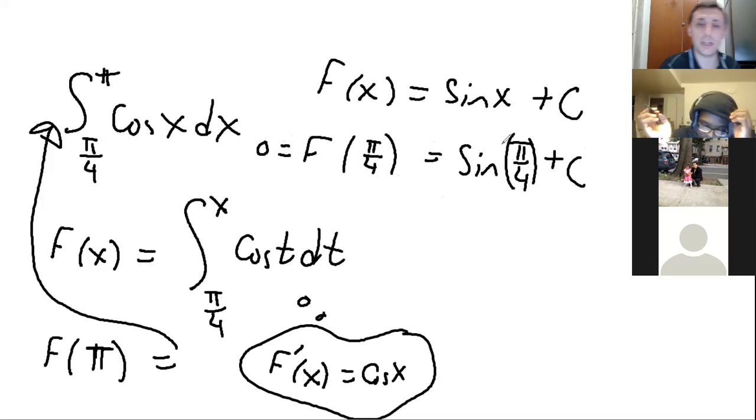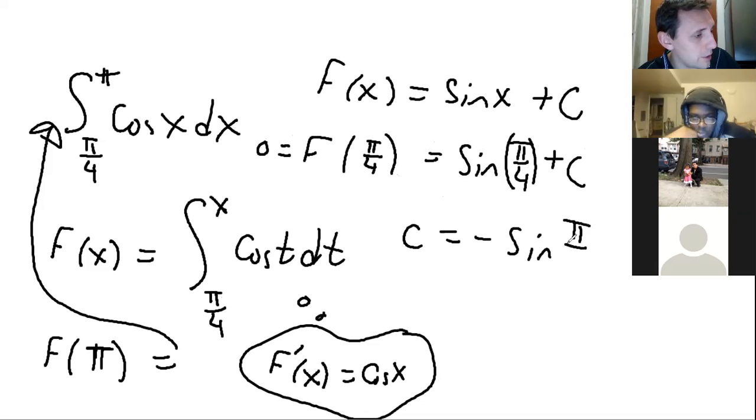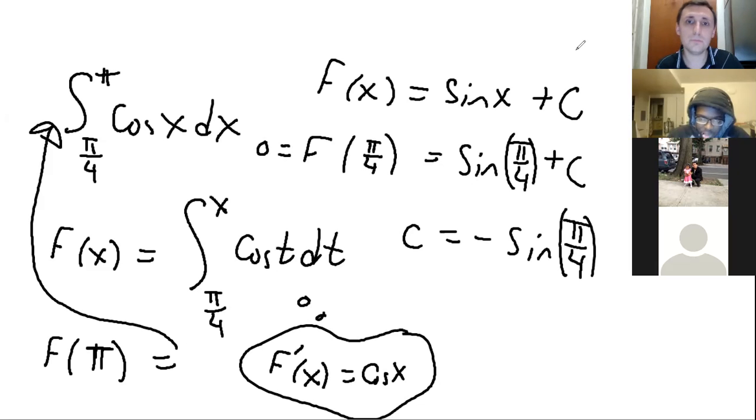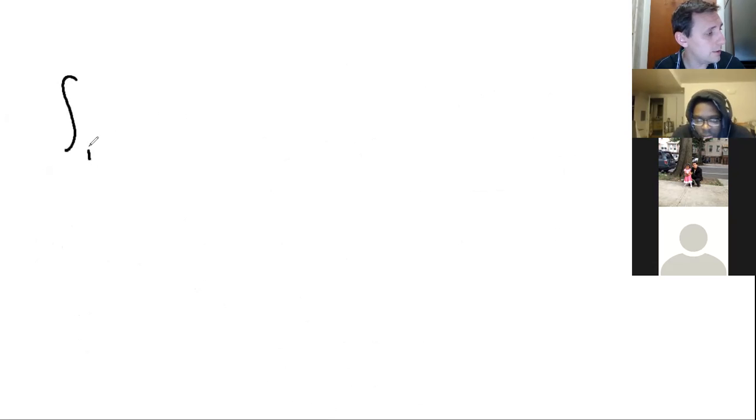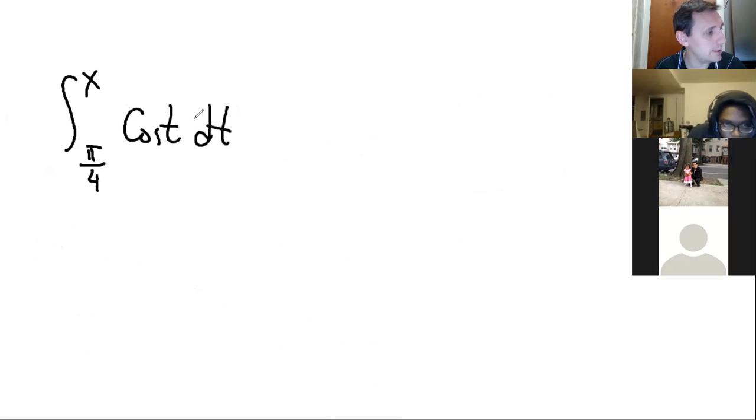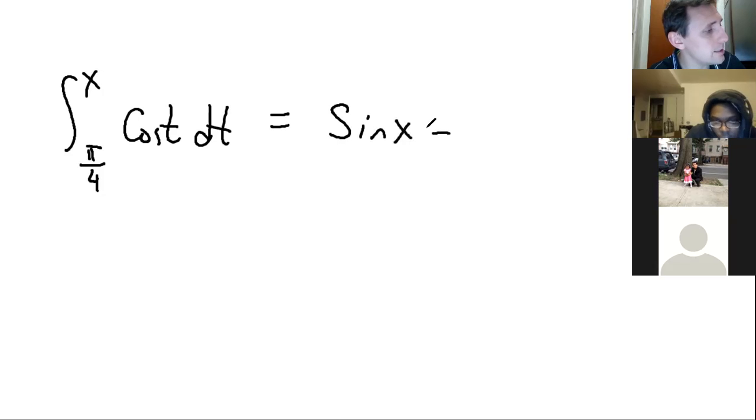I want to show you the pattern, okay? So what do I get? I see that c is equal to minus sine of pi over 4. Just solve this equation. Yeah, c is equal to minus sine of pi over 4, which means I now know everything about this function. So this integral, the integral from pi over 4 to x of cosine t dt is equal to sine of x minus sine of pi over 4, right?